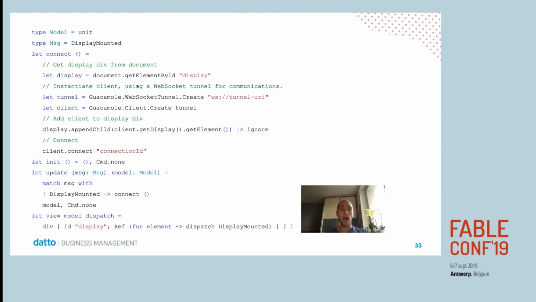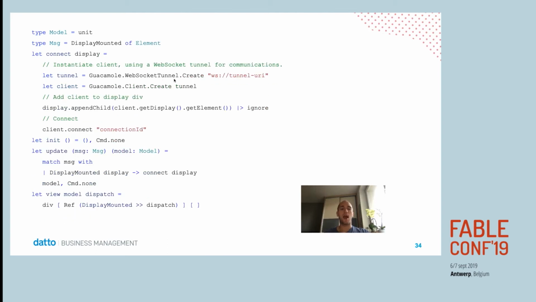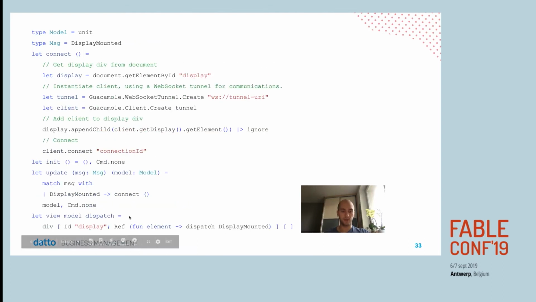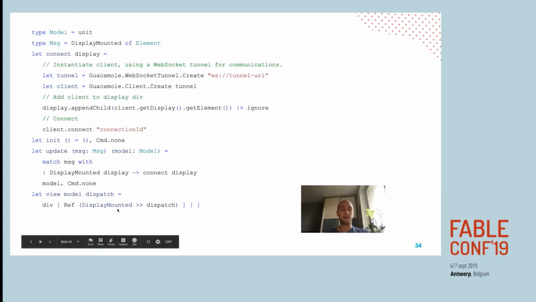and it works. But we still refer to the element by ID, so we can do a little bit better than that. Because, as you see here, this element mounted to the DOM is passed as an argument to that callback, we can use this fact and add this element as a field of the display mounted message. And then basically, when we dispatch that message, we can use this argument here to get the reference to that element.